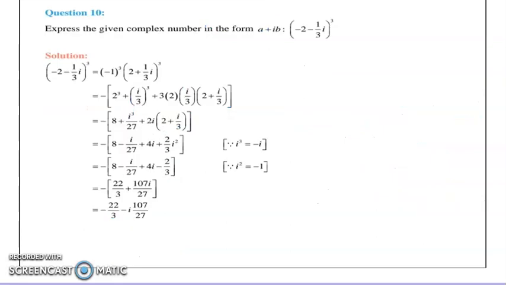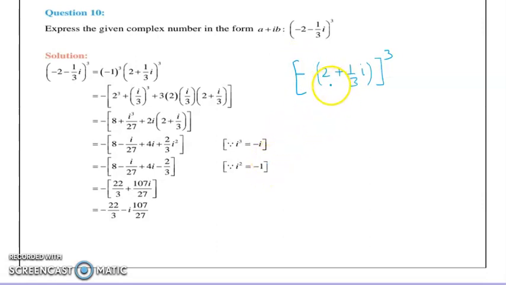Alright, now see this question number 10. Same thing, students. Here we have a + ib = (−2 − (1/3)i)³. So see, one more thing, students, I can write this as minus, if I take common, (2 + (1/3)i). Okay, and I can put these brackets here, whole cube then. So this whole cube, right?